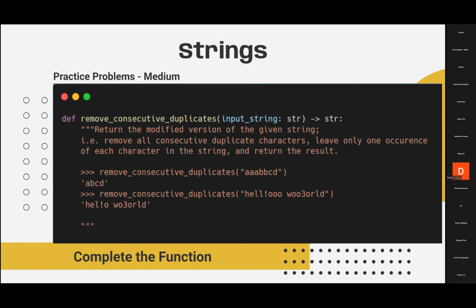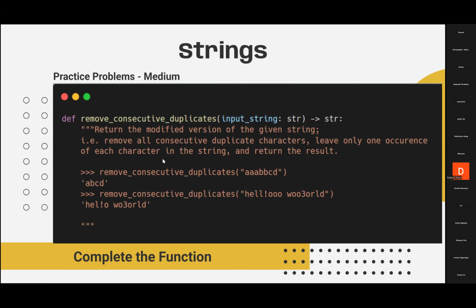All right, the next question is to remove the consecutive duplicates. So it should return the modified version of the given string. It means return a new string, remove all consecutive duplicate characters, leave only one occurrence of each character in the string, and return the result. So for this question, we have to return a new string where all consecutive duplicates are removed and leave only one occurrence of the character.